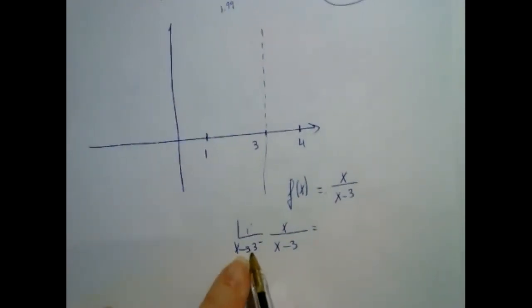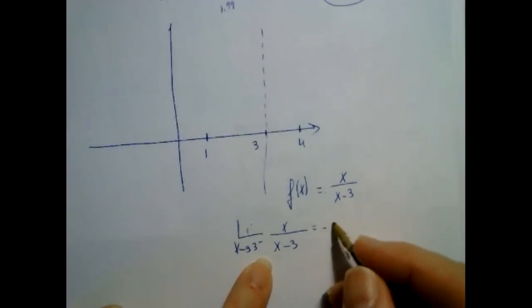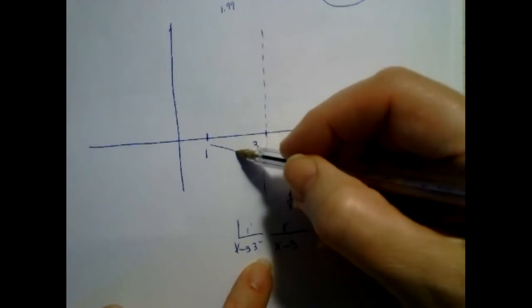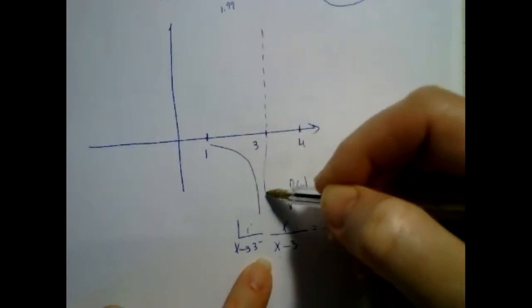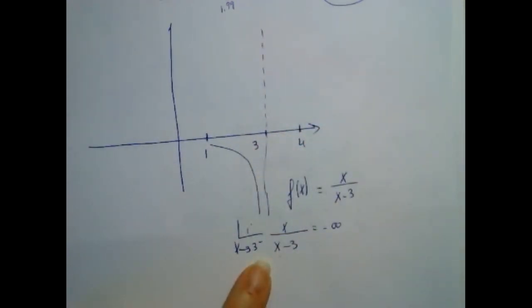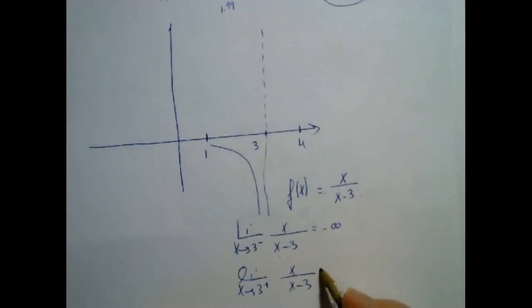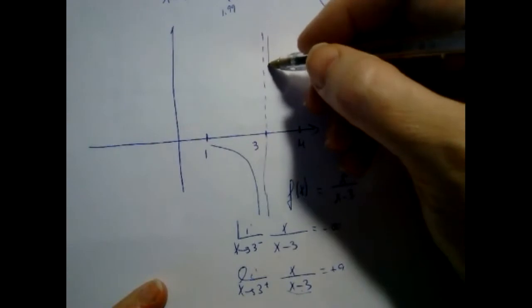It means x is slightly less than 3, like 2.99. This is going to go to minus infinity. So this function is going to look something like that. Right here from the negative side, it's going to go down. If I evaluate the limit from the positive side, it means I'm going to let x become slightly larger than 3. So slightly larger than 3, this is going to be positive small. So it's going to be plus infinity. So this function is going to go somewhere like that.